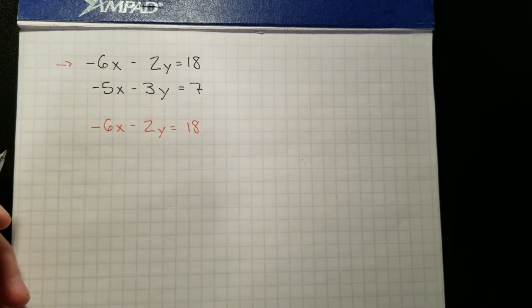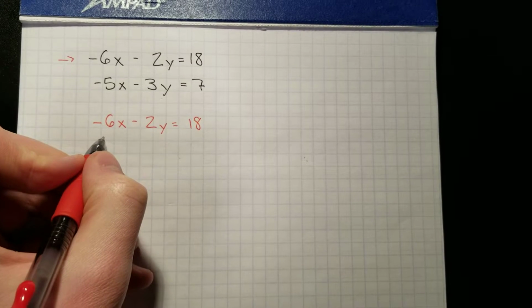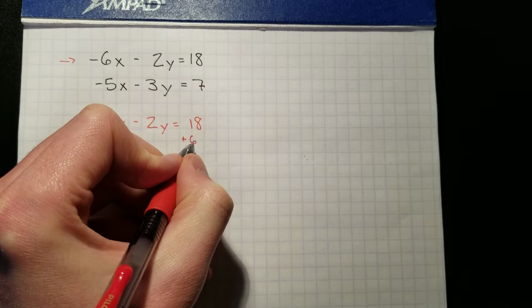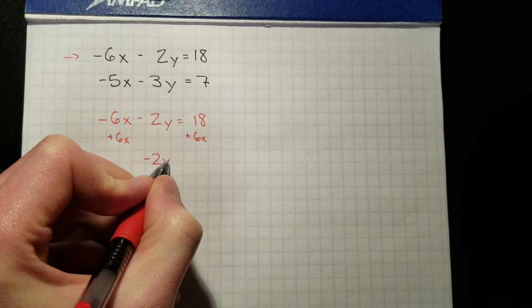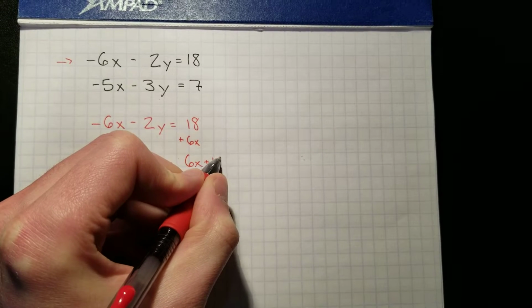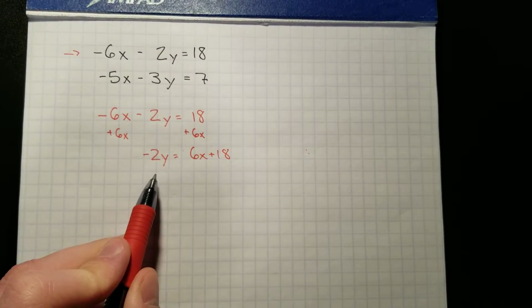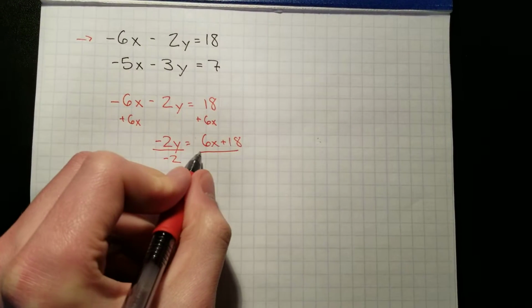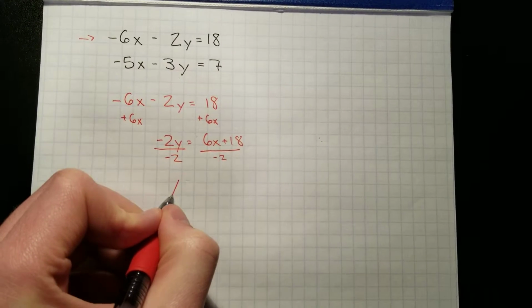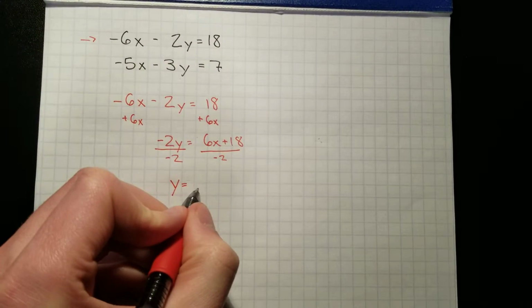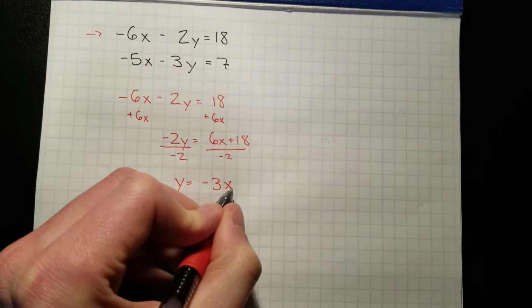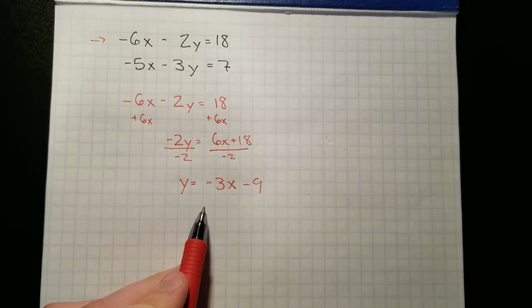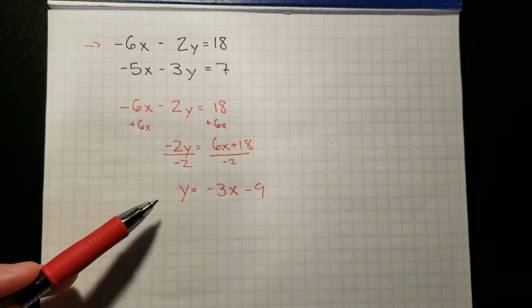So that's going to be the same as putting this equation in the form y equals mx plus b. So the first step is adding 6x to both sides. And we get negative 2y equals 6x plus 18. Now there's a second step. We're going to have to divide by that number in front of y. So we divide by negative 2 both sides, and we get y equals 6 divided by negative 2 is negative 3x, and 18 divided by negative 2 is negative 9.